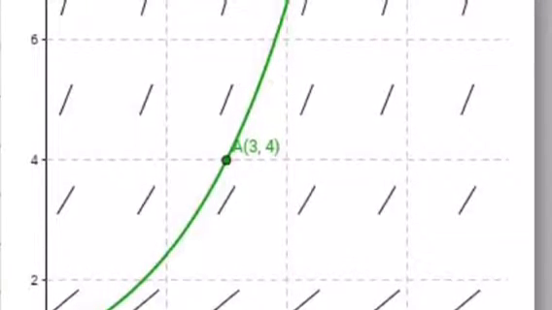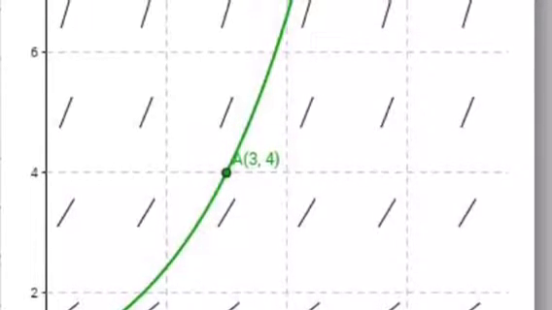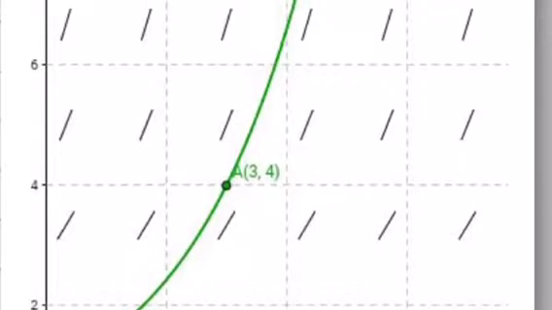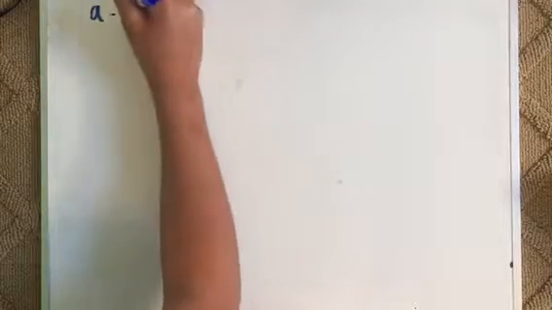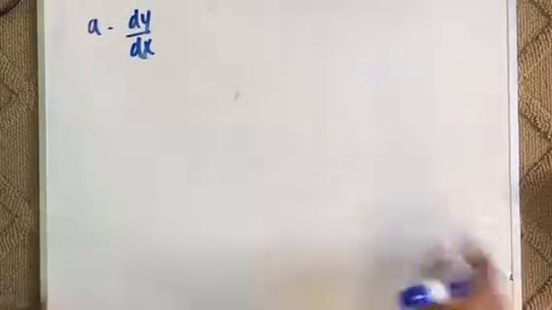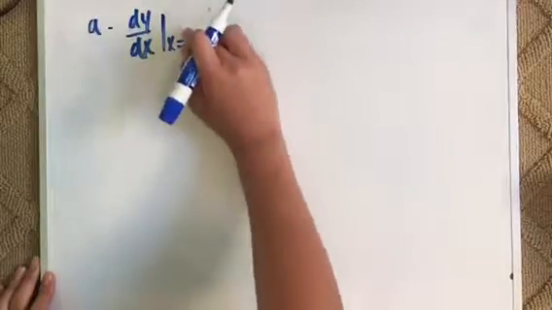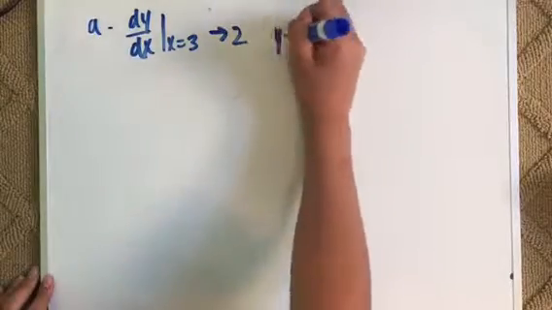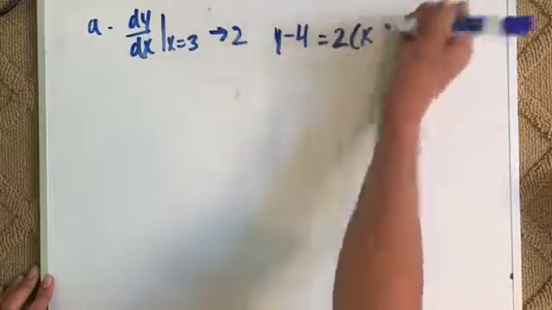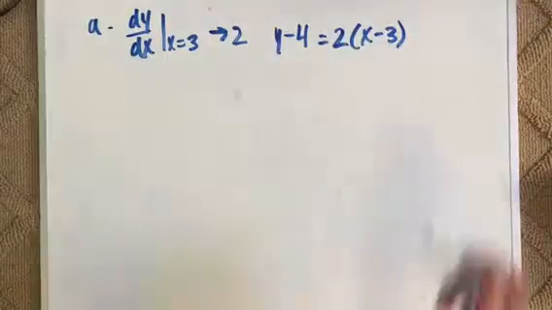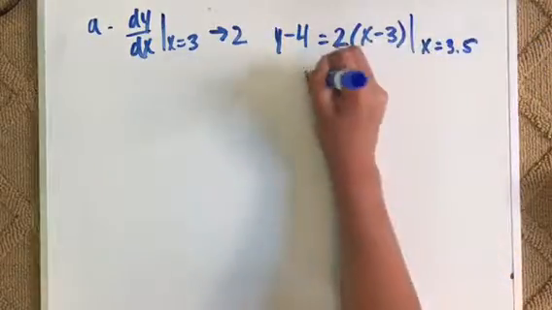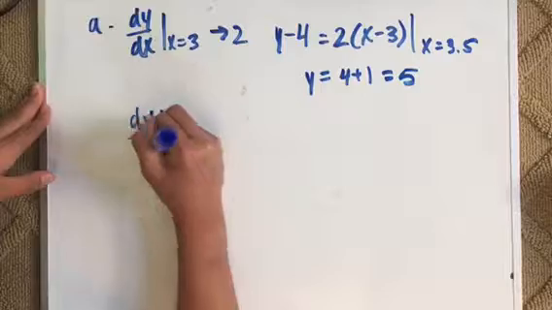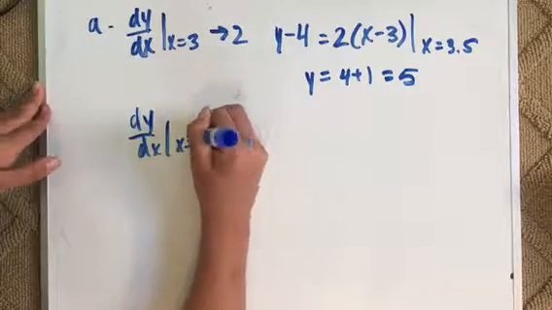So I graphed this on Desmos and I got that. As you can see, I have my initial condition 3, 4. And then for part A, it asks us to use Euler's method to approximate y of 4 using 2 increments of 0.5. We'll start off with dy dx and plugging in x equals 3 to get our slope, which is 2, and then plug that into point slope form, and we get y minus 4 equals 2 times x minus 3, and plug in x equals 3.5.